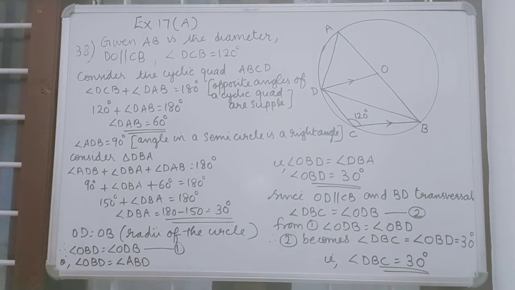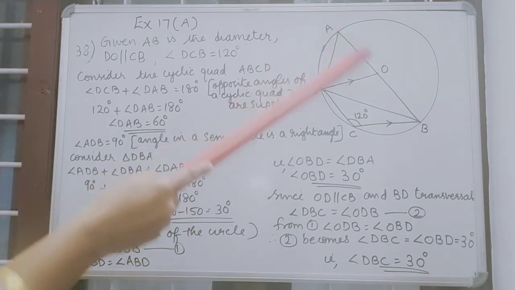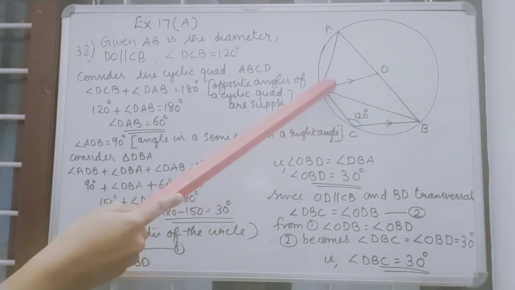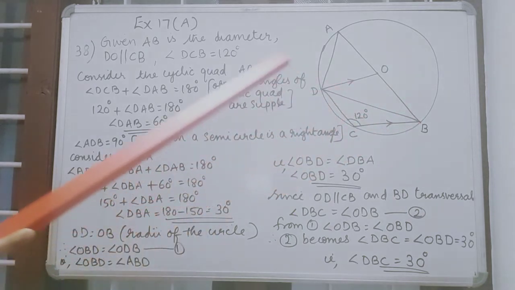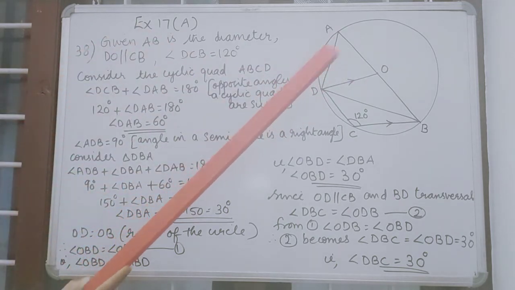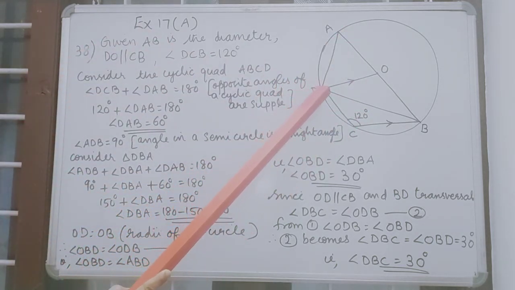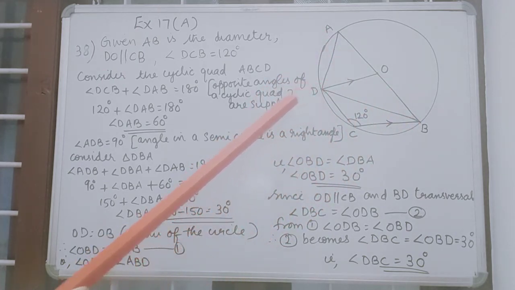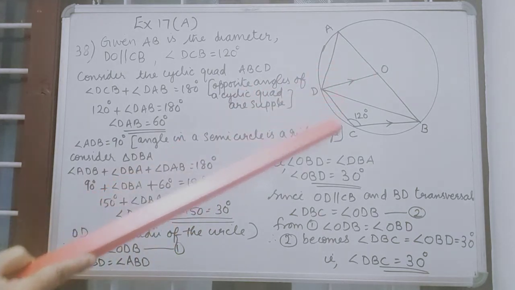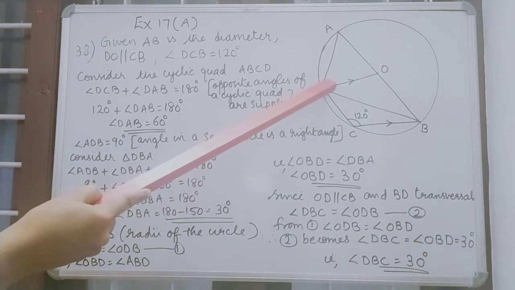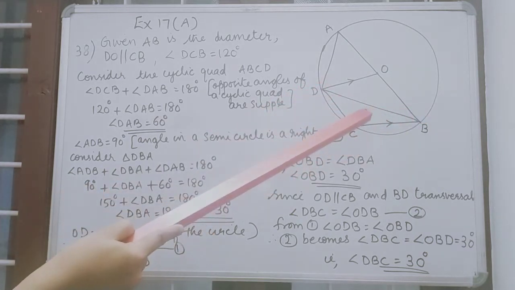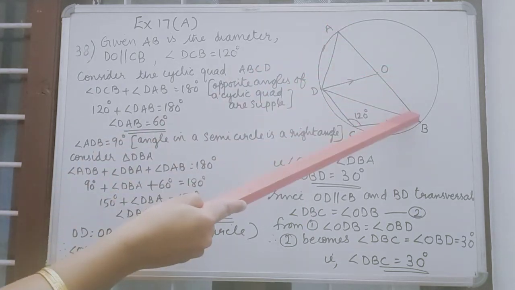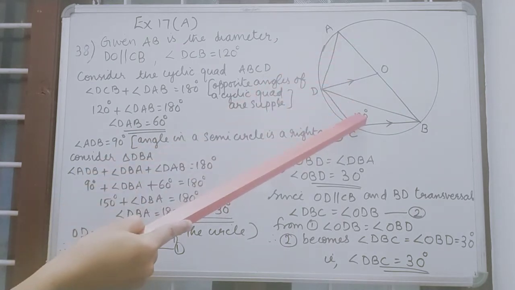Given AB is the diameter, DO is parallel to CB, also given DCB as 120 degree. Consider the cyclic quadrilateral ABCD. We know opposite angles of a cyclic quadrilateral are supplementary. So consider this angle DCB. So opposite of this DCB is angle DAB. So angle A plus angle C will be 180 degree.